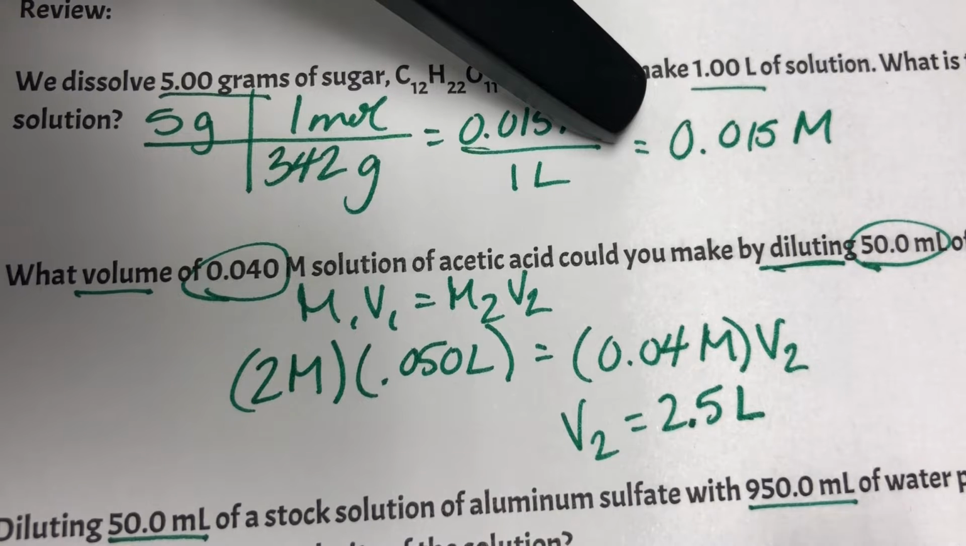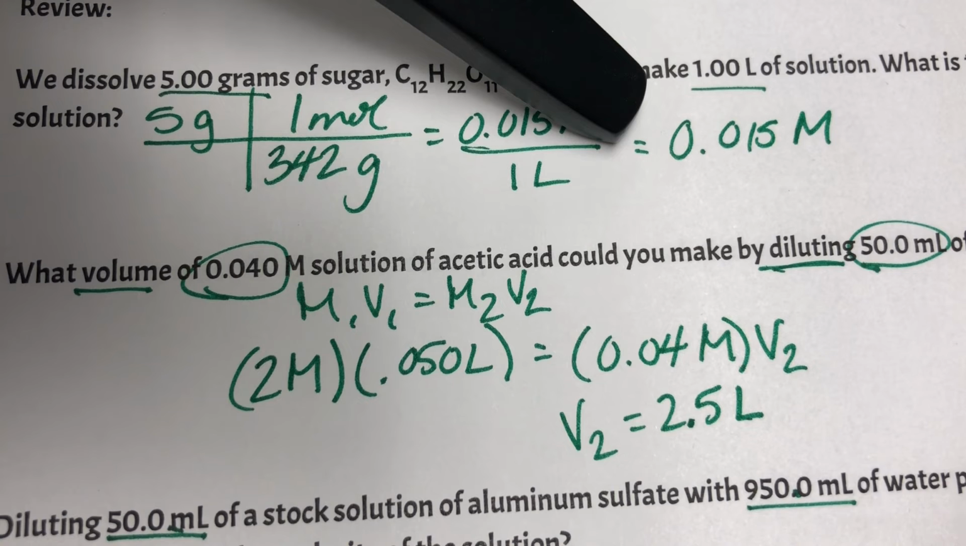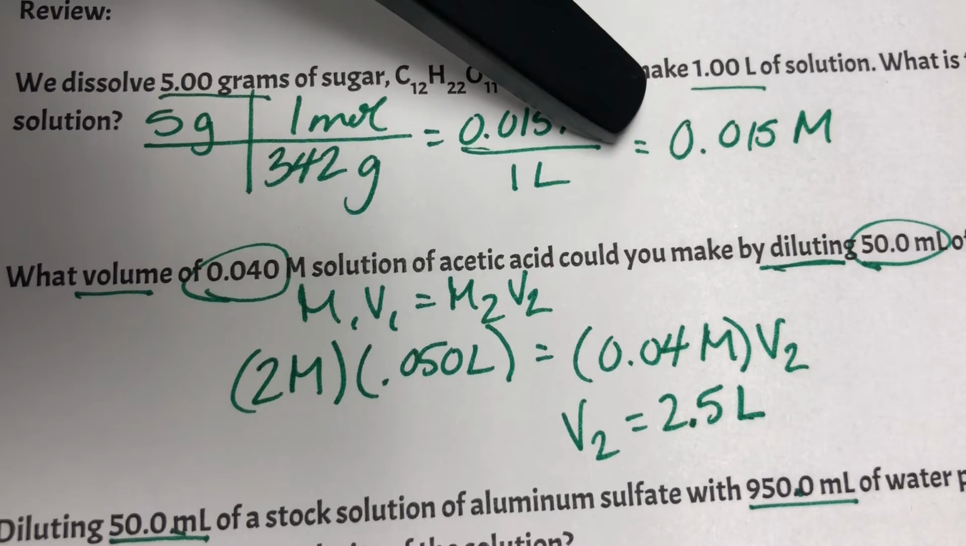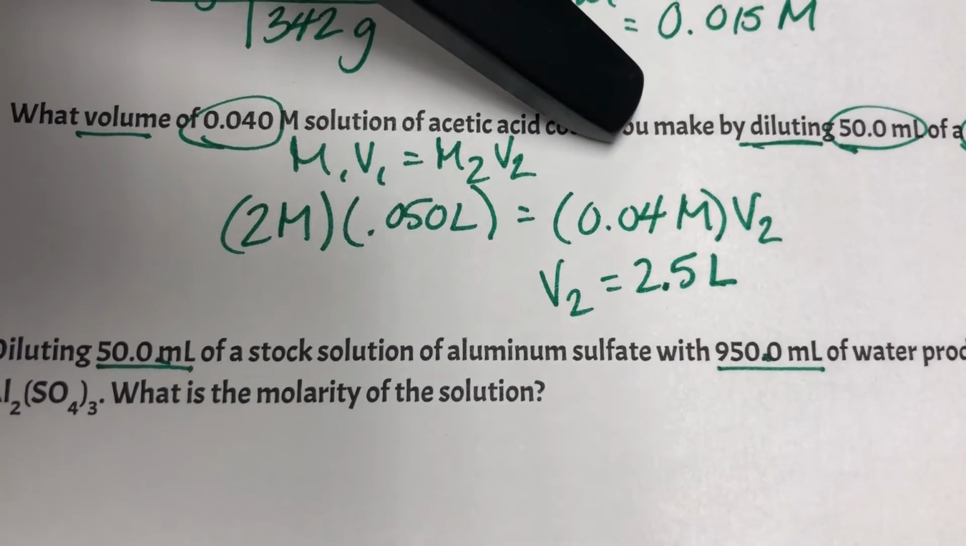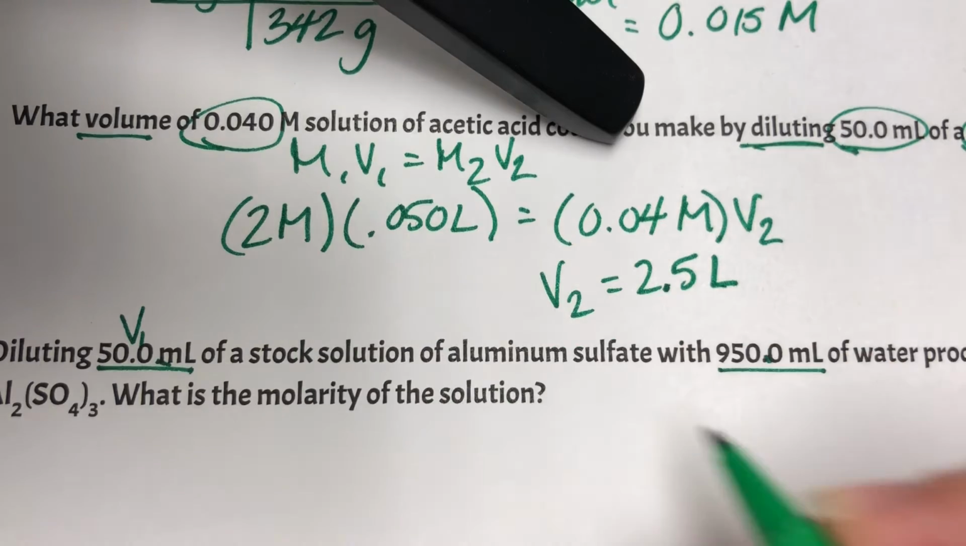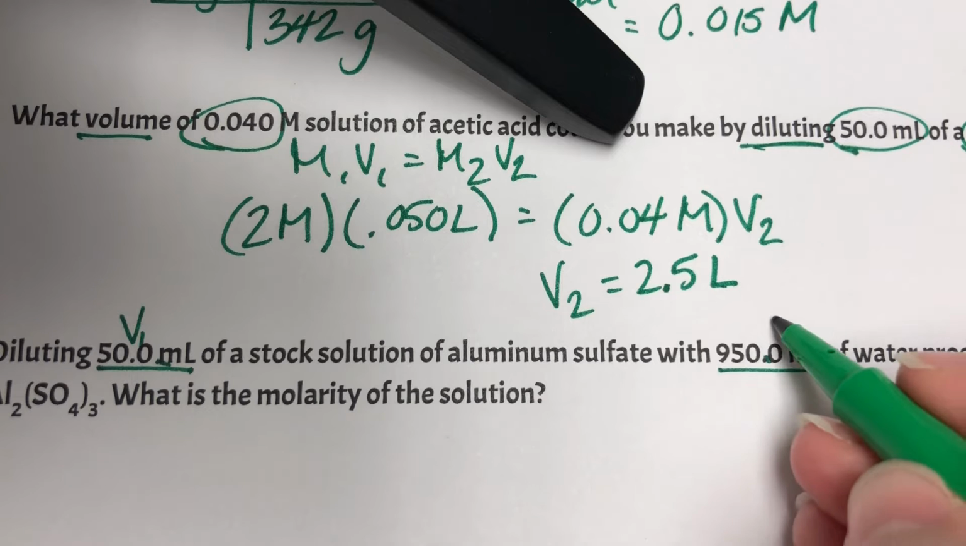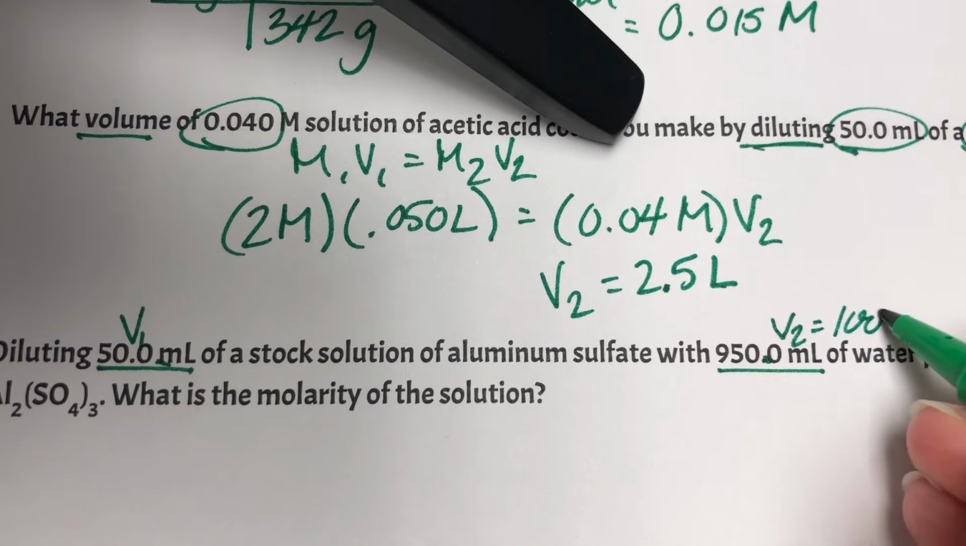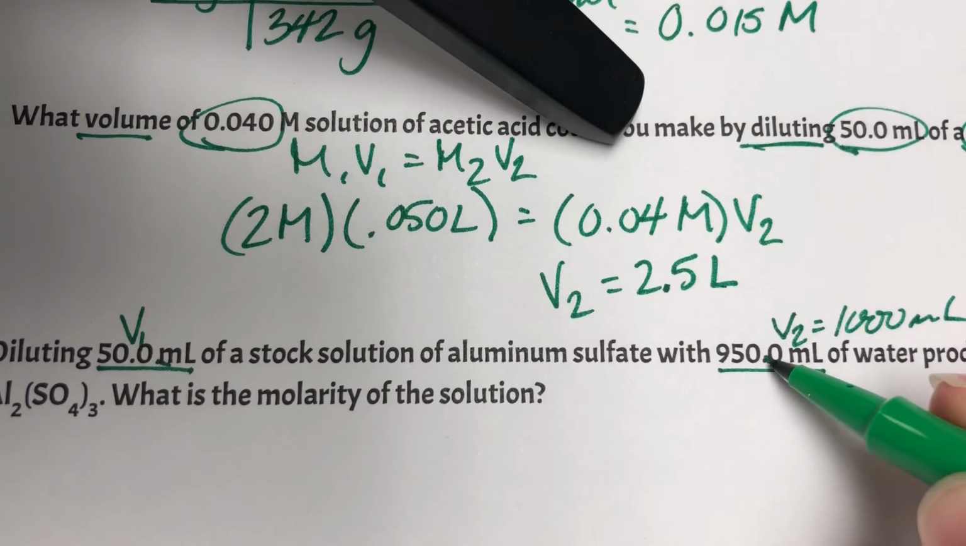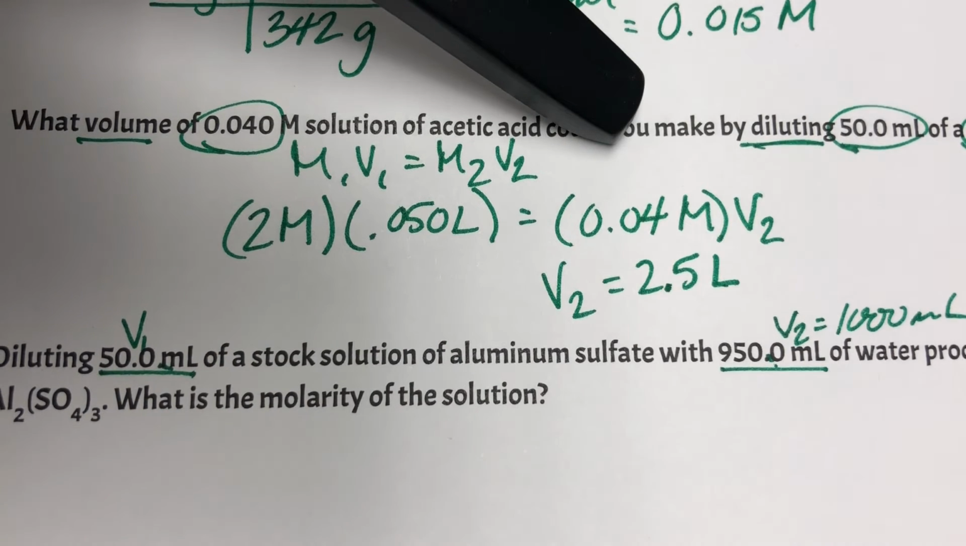So if we have diluted, what you want to do with this is use this volume and this volume as V1 and V2, but that's not quite right. Because we've taken 50 milliliters and we've added 950 milliliters to it. So this is V1, okay, but V2 is 1,000 milliliters, because it's the 950 plus the initial 50.